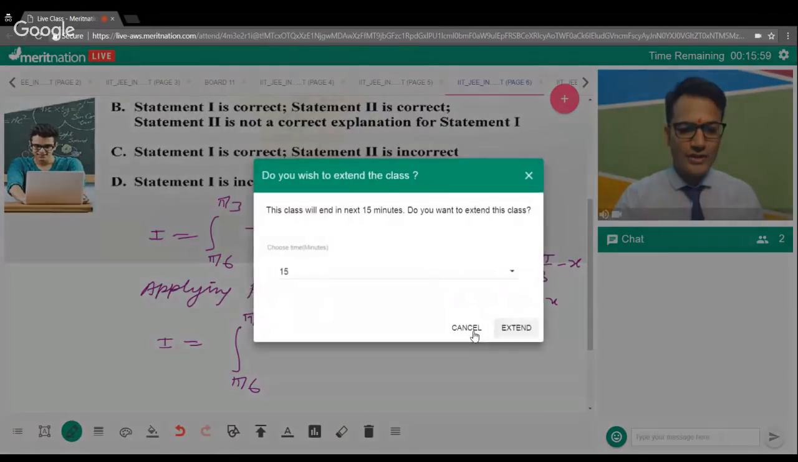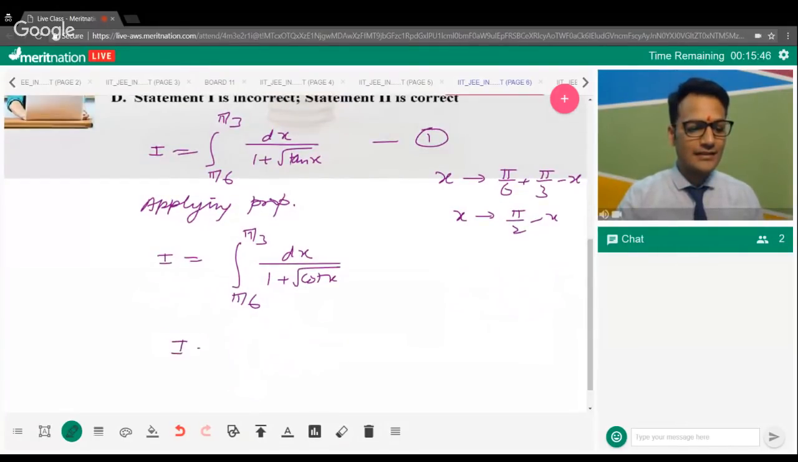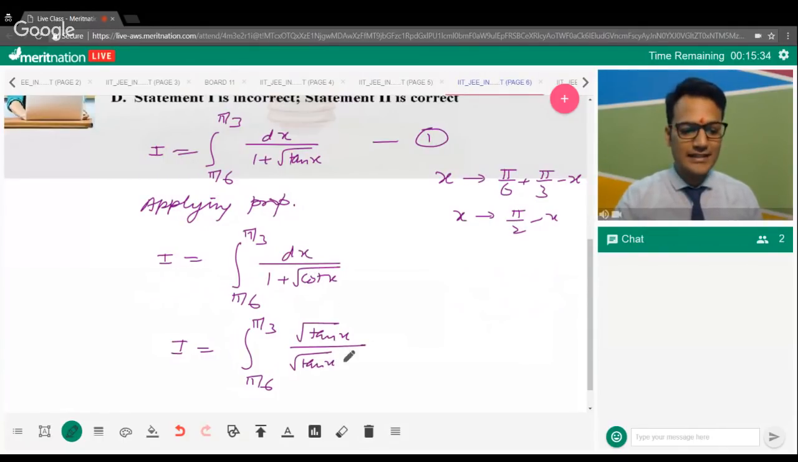So pi by 2 minus x. Let's replace it. X, when being replaced by pi by 2 minus x, will give you what? This turns out to be cot x, which is 1 upon tan x. Hence, you can also rewrite it as tan x upon square root of tan x. I've written this cot x as 1 upon tan x, and I've taken the LCM, taken that square root of tan x to the numerator.